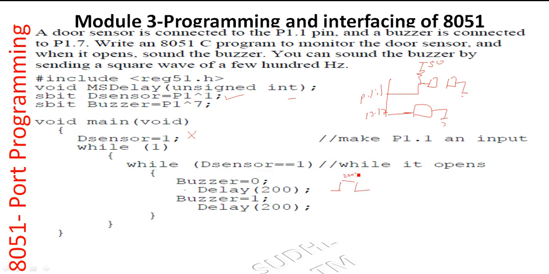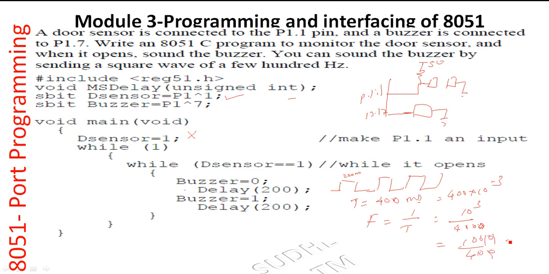So first it will produce logic low, then logic high. This is 200 milliseconds, again logic high, logic low. So 400 milliseconds duration. The time period for our square signal is 400 milliseconds, which is 400 into 10 power minus 3 seconds, and the frequency is equal to 1 by T, which is 10 power 3 divided by 400, which is 1000 divided by 400, then 10 by 4.